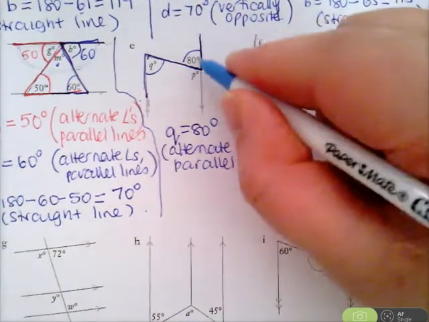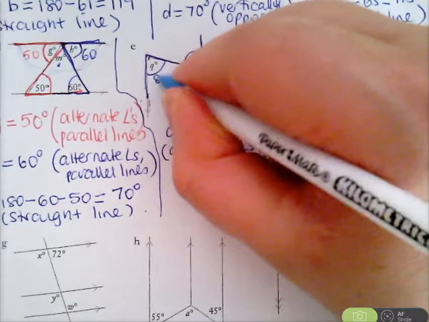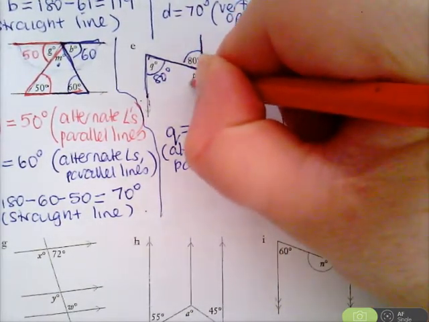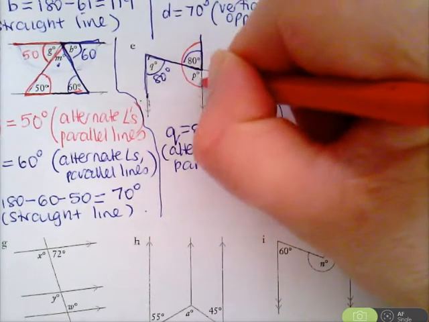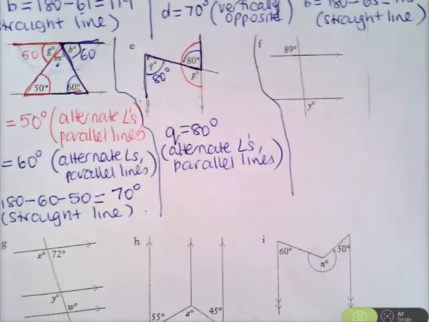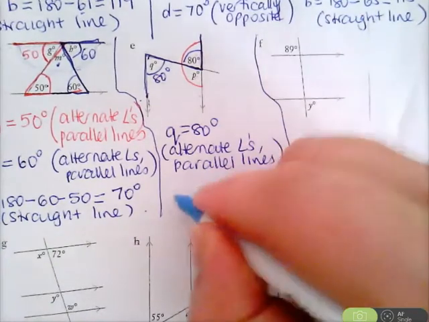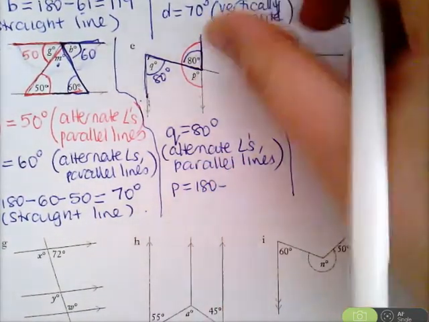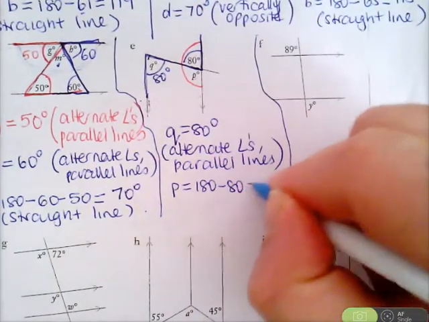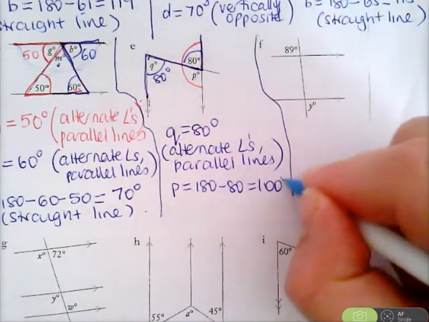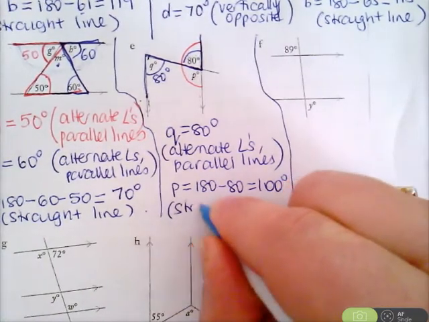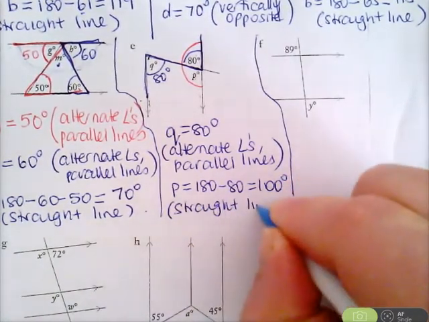So we've worked out what Q is, and it's 80. Now, we're trying to work out P. If I look at where P is, and I draw a line around there, we can see that P and the 80 make up a straight angle. So, to find P, a straight angle is 180, and if I take away this 80, I'm left with what P is, which will be 180 minus 80 is 100 degrees. The reason for this, why I can do it, is that I had a straight line.